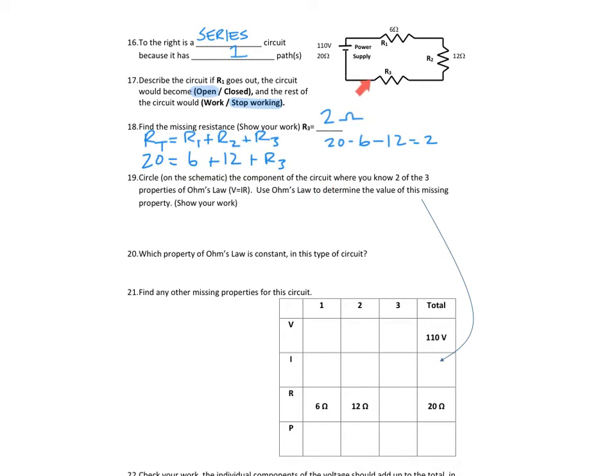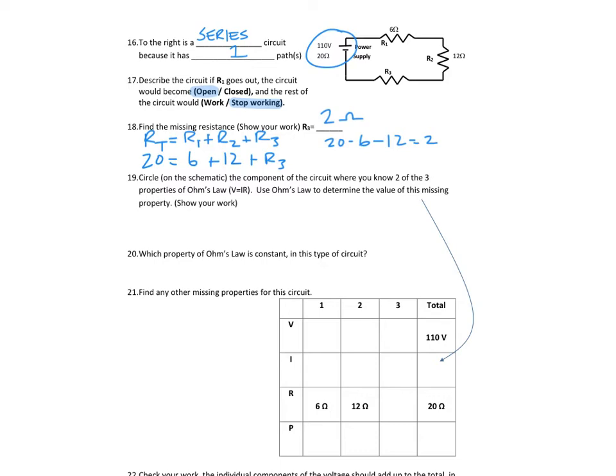But I do know by the power supply, I know voltage and I know resistance. These are 2 out of the 3 possible components. So this is what I'm going to circle right here. This is what's going to help get me started in my data table down below.